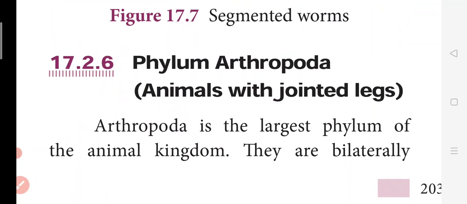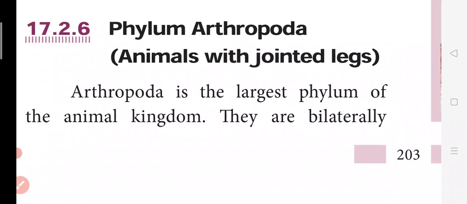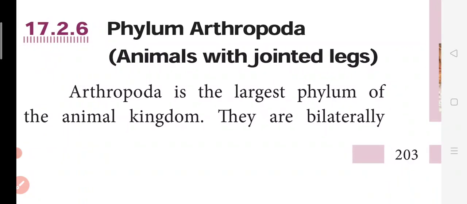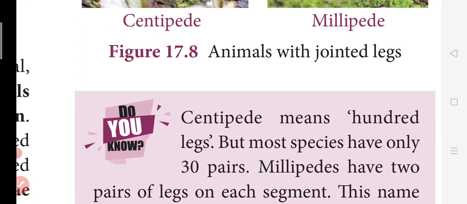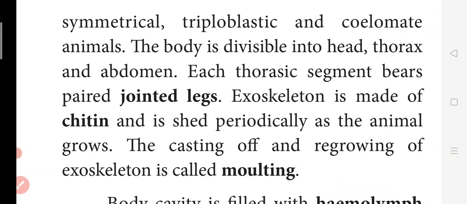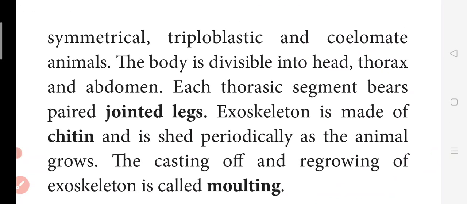Next is phylum Arthropoda. Arthropoda means animals with jointed legs. Arthropoda is the largest phylum of the animal kingdom. They are bilaterally symmetrical, triploblastic and coelomate animals. So they also have a body cavity.